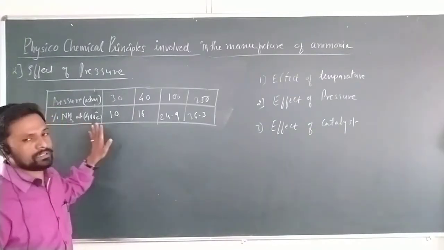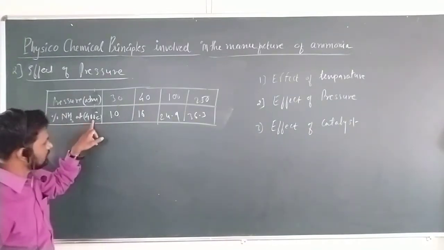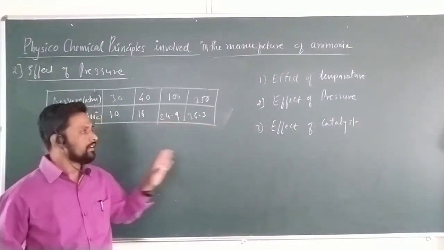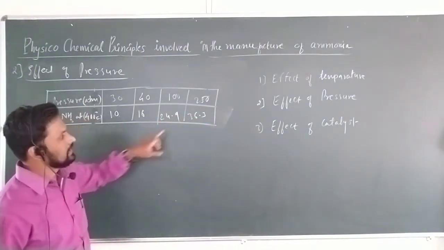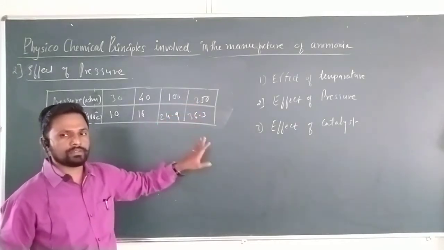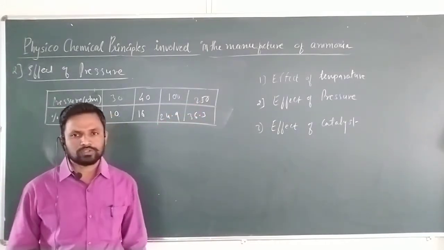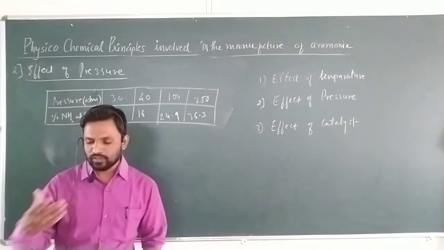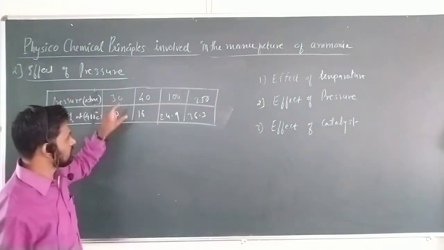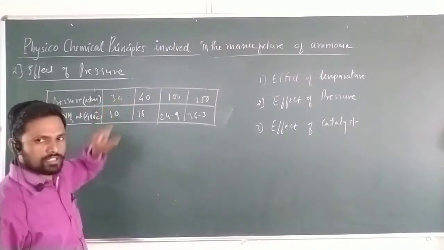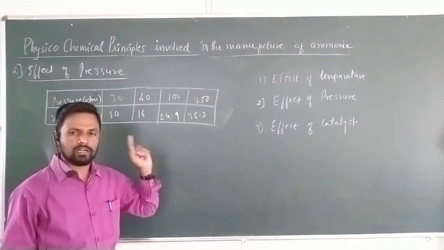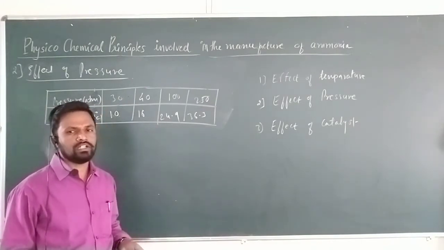You have to keep the temperature constant, whether it is, here it is 400 degrees, but the optimum temperature we already studied, that is 500 degrees Celsius. At 500 degrees Celsius, definitely with 200 atmospheric pressure, there will be 19% formation of ammonia. Okay. This is the effect of pressure. So, from this we can say 200 atmospheric pressure is optimum for the percentage of formation of ammonia, where 19% can be formed.